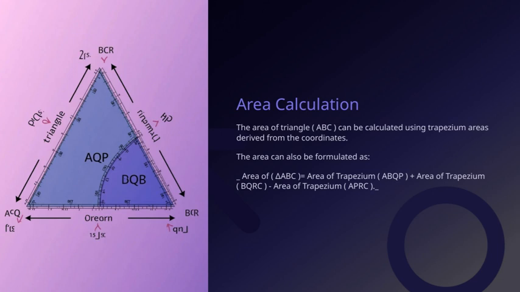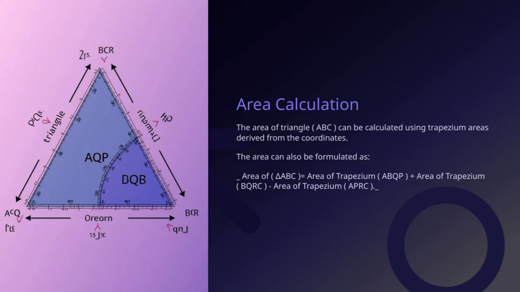The key idea here is that the area of triangle ABC can be broken down into the sum and difference of areas of specific trapeziums. Specifically, we see that the area of triangle ABC equals the area of trapezium ABQP plus the area of trapezium BQRC minus the area of trapezium APRC. This approach allows us to use the known areas of these trapeziums to find the area of the triangle indirectly.